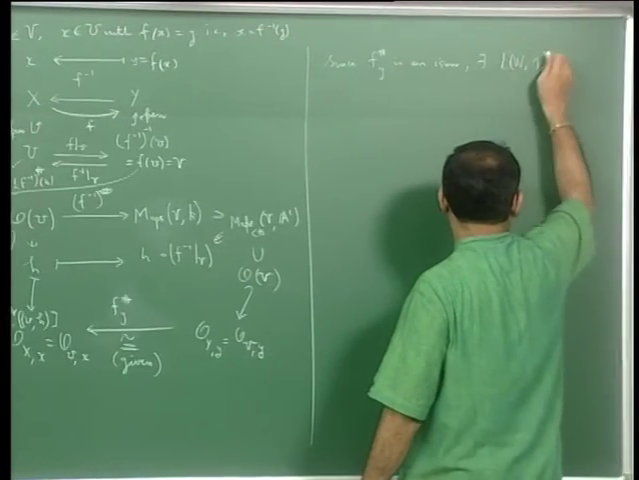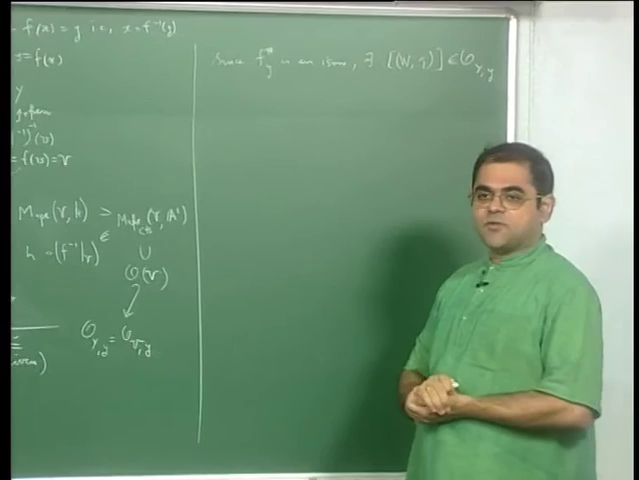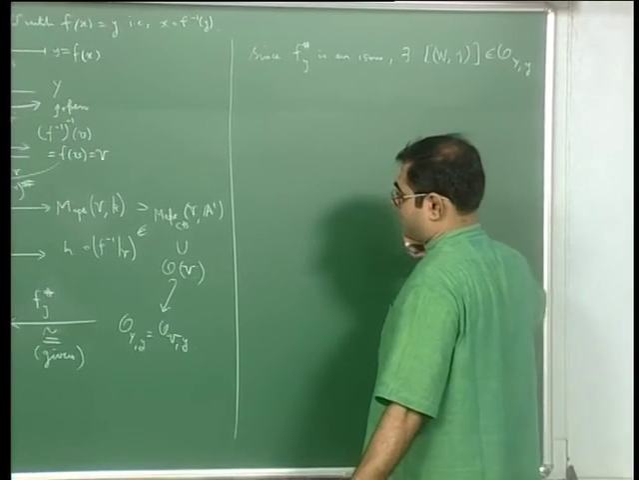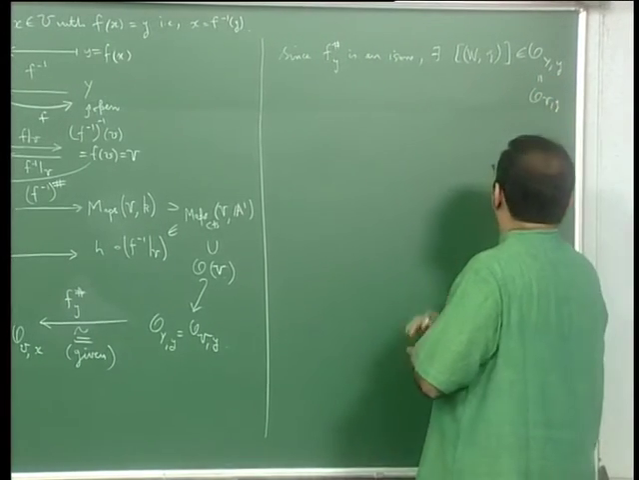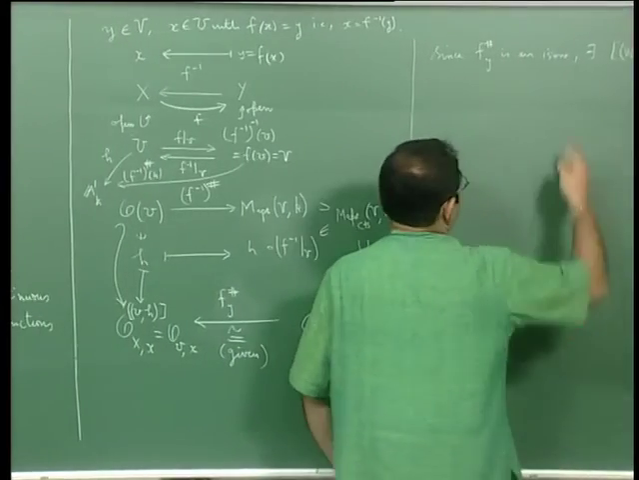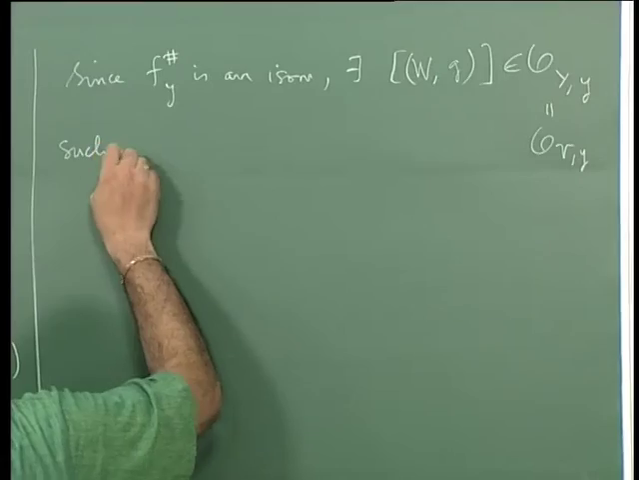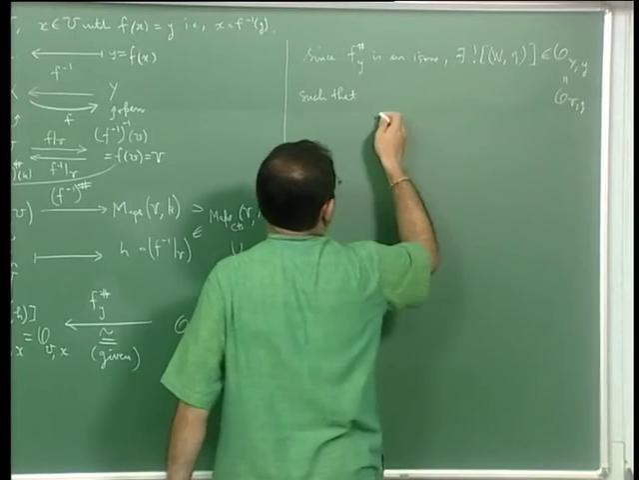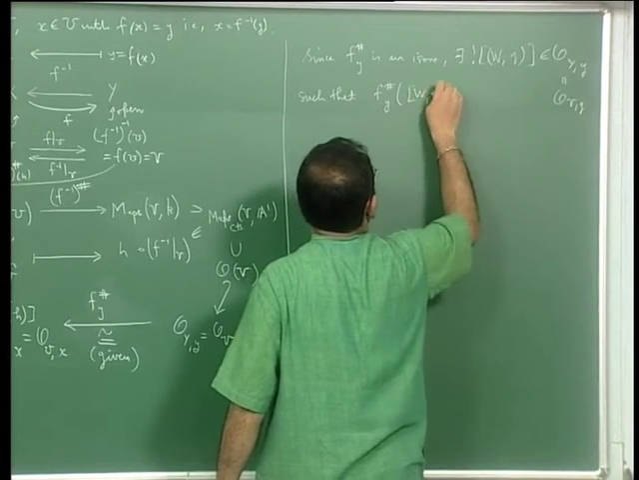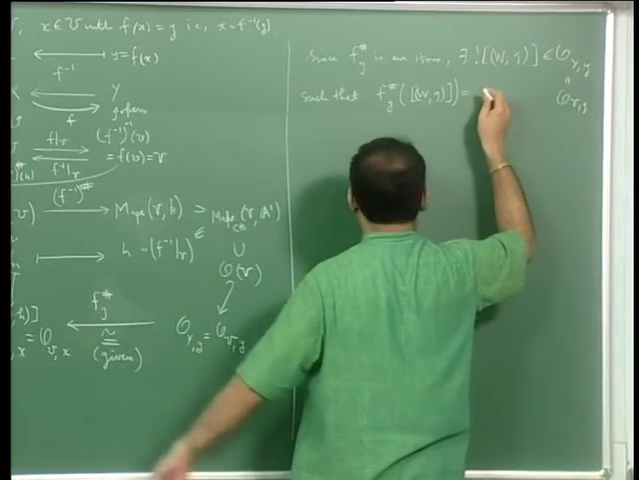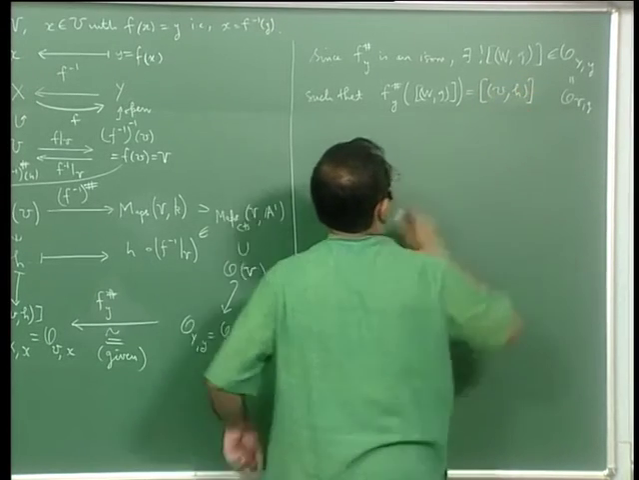I've not used g, let me use g. There exists (w, g), which is a germ, an element of the local ring of capital Y at small y, which is of course the same as O_{V,y}, if you want. So in that sense I can even think of W as sitting inside V, such that, in fact this is unique because it is an isomorphism, such that f^#_y of this (w, g) is this class (u, h), okay.